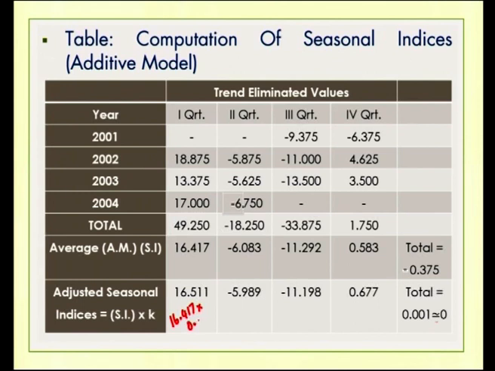16.417 into 0.094 is equal to 16.511. Similarly, minus 6.083 into 0.094 is equal to 5.989. The correction factor modulus has to be taken and it is calculated by 0.375 by 4. Likewise, these two values are calculated and the total is 0.001, it is nearer to 0. The fluctuations should be nearer to 0. The short term fluctuations should be nearer to 0, that is why it is called short term.